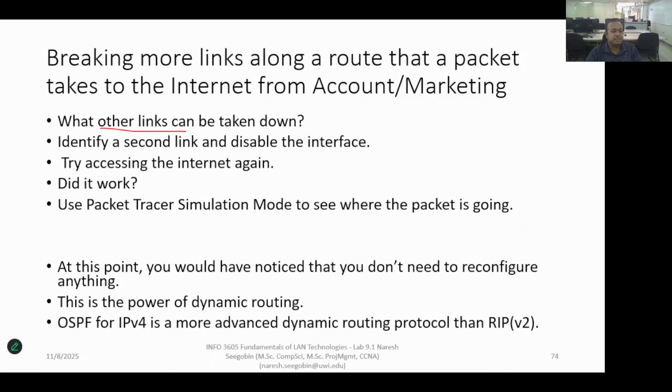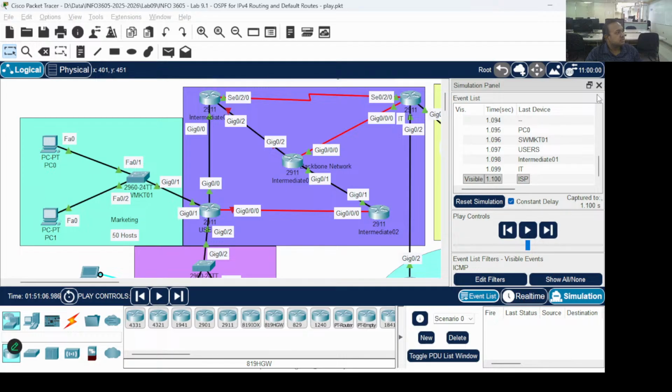What other links could be taken down? We'll try it and do this again. Right, this is dynamic routing, more advanced. It's doing the work for us and dynamically changing up the network. Now, for the group 1 people, you'll notice that your routers are a whole chain. So if you break one link there, that whole chain is down. So we don't worry about that. We leave it like that.